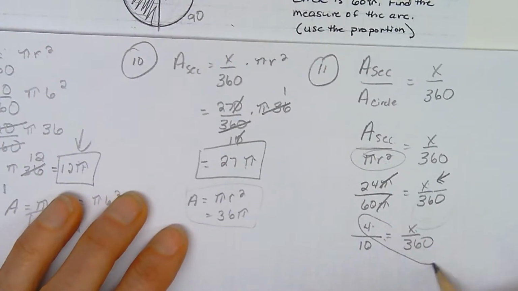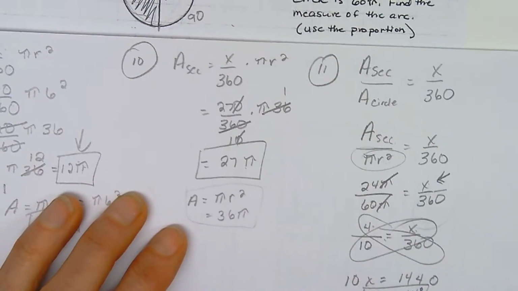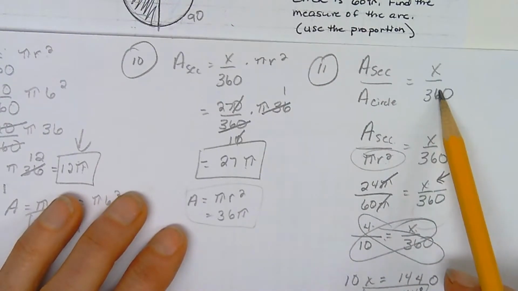And let's cross multiply. 10x equals 4 times 360, which is 1440. Divide both sides by 10, and x equals 144. So the measure of the arc is 144 degrees.